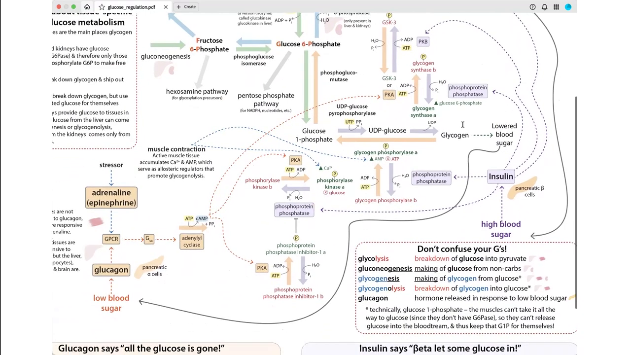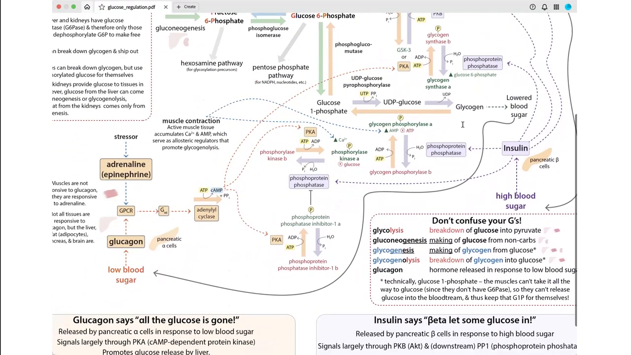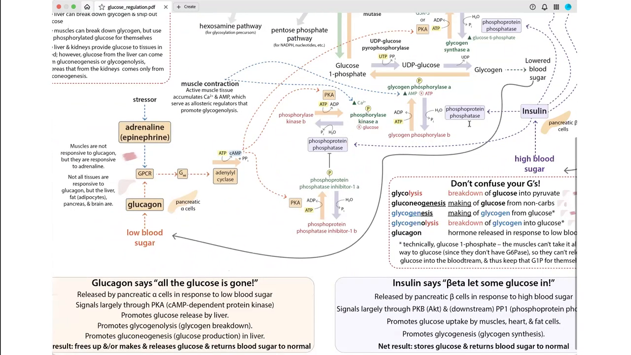Now let's talk about what if we want to break down glycogen. Here we need to be thinking in reverse. So we've got our low blood sugar situation, or we've got some sort of stressor. We have some sort of want to move.